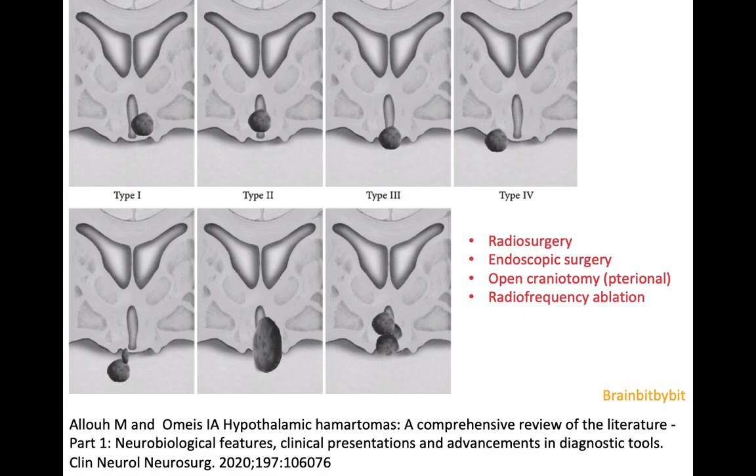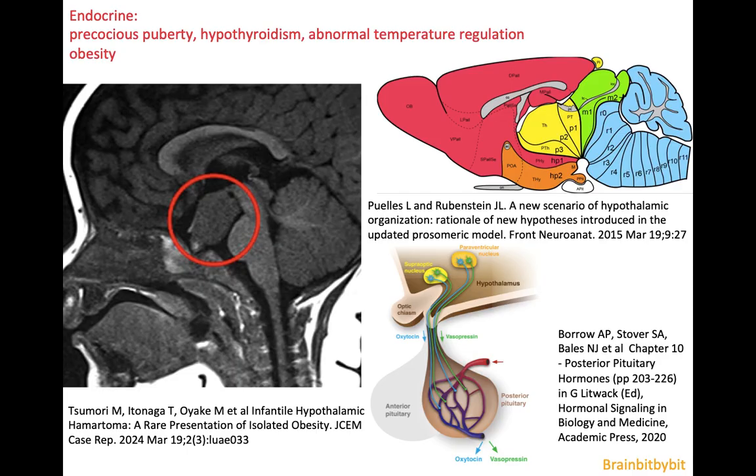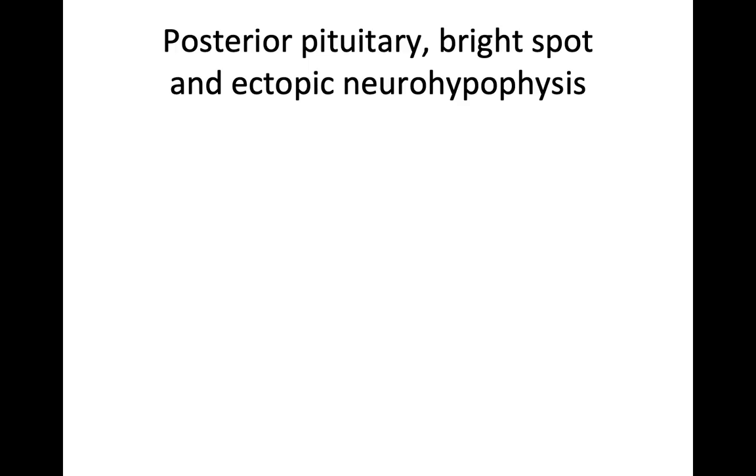The hypothalamus is also very important in the endocrine system, and the posterior pituitary is an extension of the hypothalamus, and the anterior pituitary gets all the releasing factors from the hypothalamus. And therefore, I want to continue in the next Brain Bit by Bit video with the posterior pituitary, the bright spot and ectopic neurohypophysis.